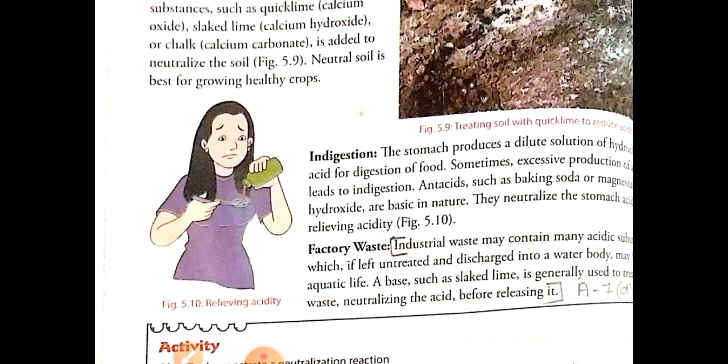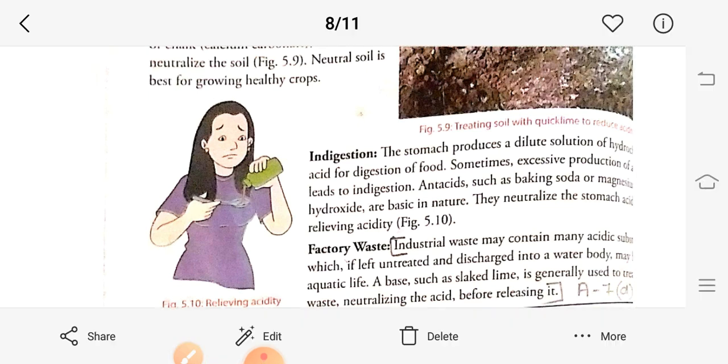So to remove this acidity of the water, we add slaked lime to the water to remove the acidity and to neutralize the water. So we apply this slaked lime to the waste to neutralize the acid before releasing it into the water bodies.